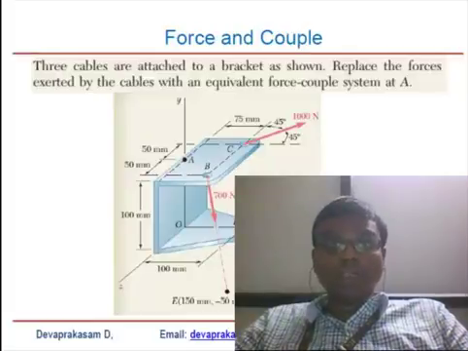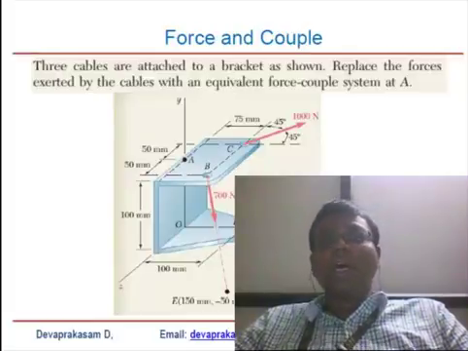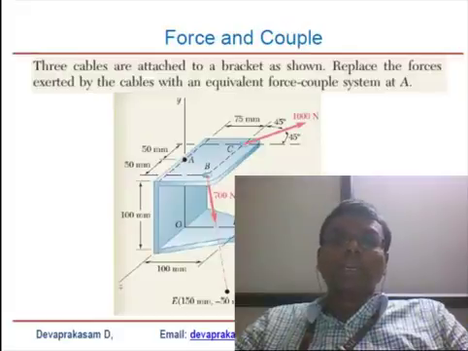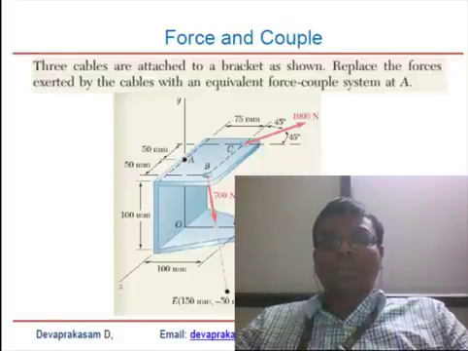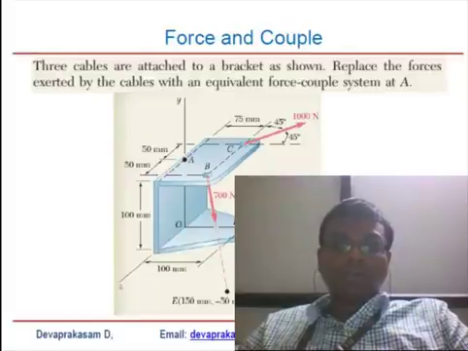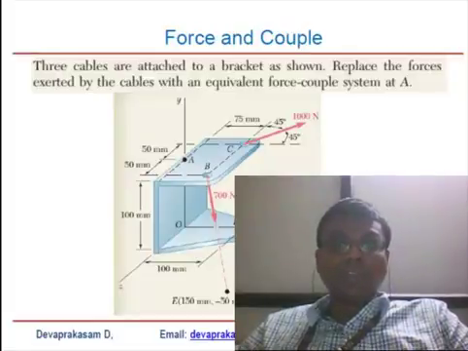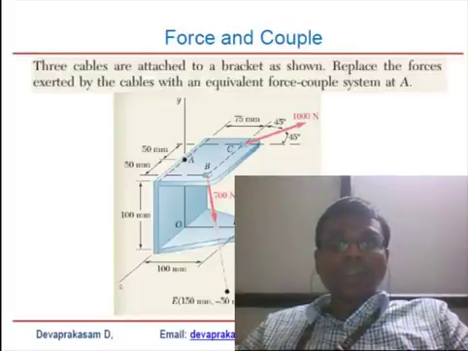What is the equilibrium condition? The sum of the forces in the x direction, y direction, and z direction independently is 0. Similarly, the moment at A should also be 0. This is how we are going to determine it if we set the condition of equilibrium. So let us see that.